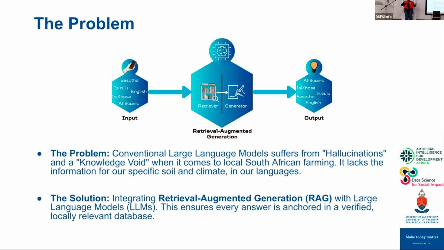So the problem we're faced with is that conventional large language models have two things going on: hallucinations, where they provide you with factually incorrect answers, and a knowledge void, where they don't really have a lot of information about farming in South Africa. So one solution is retrieval augmented generation, where instead of just using a large language model, you add a database which has curated information about farming, and you also add a retriever. The retriever takes the question that someone is asking, uses it to retrieve the most relevant documents, and provides that information to the model, and then the model gives you the final answer.